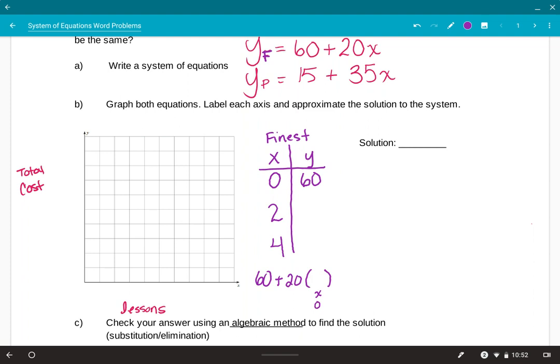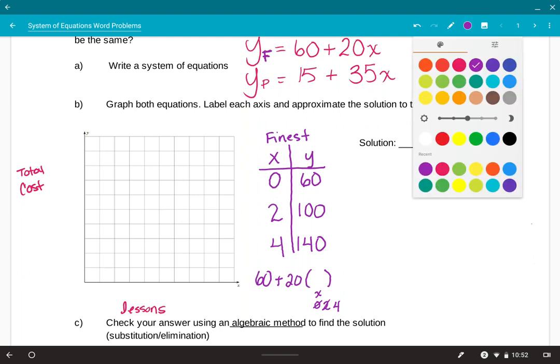So next we're going to put in if it was 2. So 60 plus 20 times 2. 20 times 2 is 40. 40 plus 60 is 100. Okay, and then we're going to put in for 4. 4 times 20 is 80. 80 plus 60 is 140.